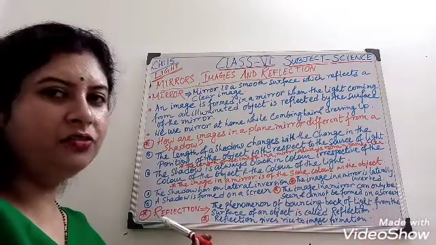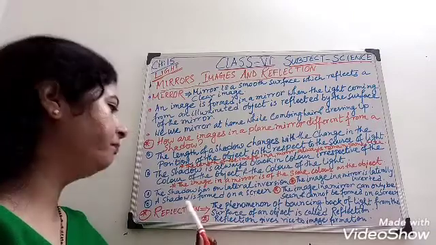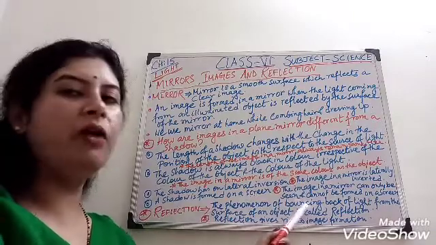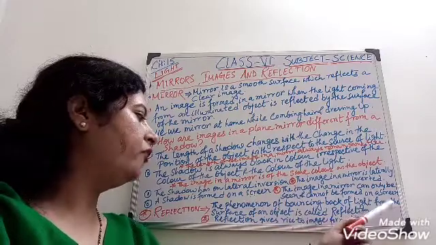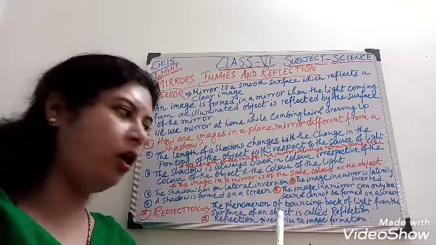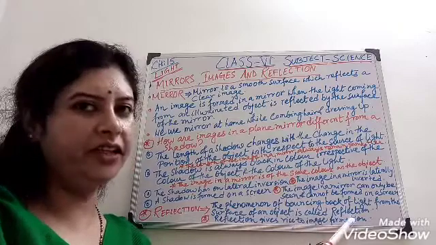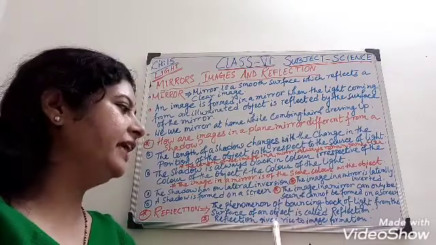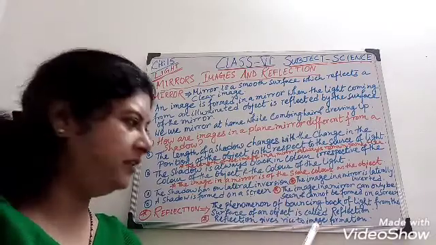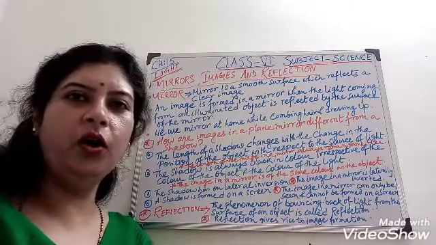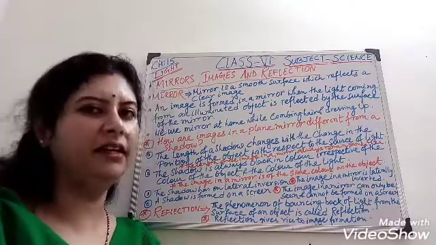Now, the last one, what is reflection? The phenomenon of bouncing back of light from the surface of an object is called reflection. Reflection gives rise to image formation. Hope this full chapter is clear to you all.